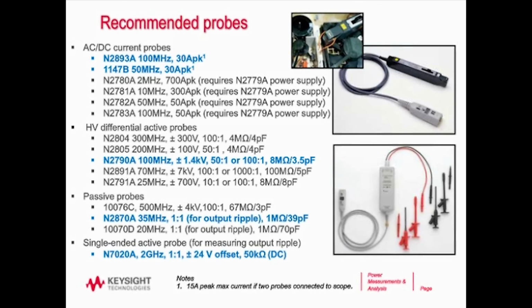For a high voltage differential probe, you can see the one listed there, the N2790A, up to 1400 volts. There's an error on this. It says 50 to 1 or 100 to 1. That's actually a 50 to 1 or 500 to 1 to get that 1400 volt range. And down at the bottom you can see this new power rail probe listed there. And again, this is not a general purpose probe for other applications. It's specifically a power rail probe for measuring ripple on DC.